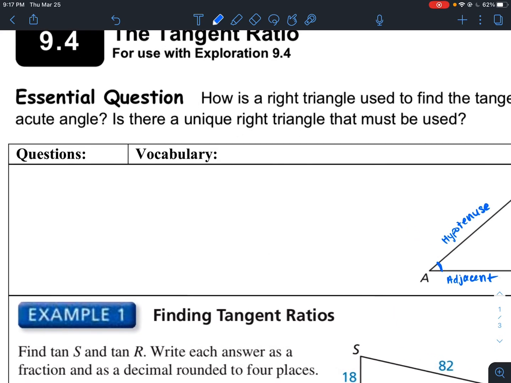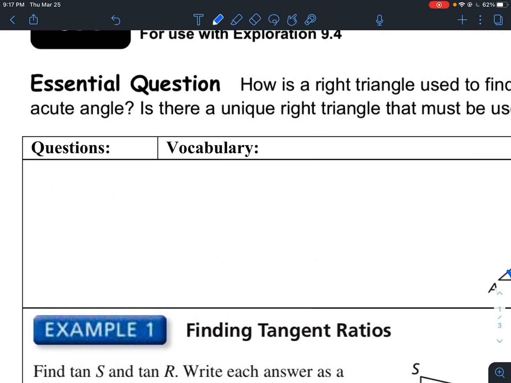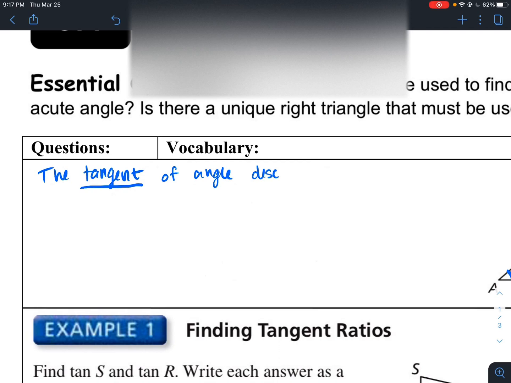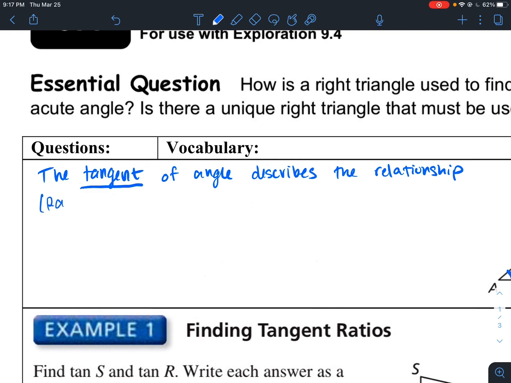Okay? So there's what we call tangent. So the tangent of an angle, specifically let's say tangent of angle A, this is the new word, describes the relationship, in other words, it's the ratio of the opposite divided by the adjacent side. So the opposite side divided by the adjacent side.